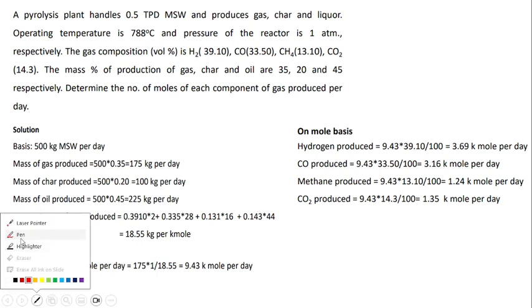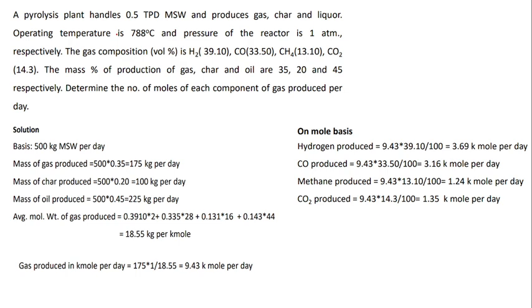So coming to the next question. A pyrolysis plant handles 0.5 TPD municipal solid waste and produces gas, char and liquor. Operating temperature is 788 degrees Celsius and the pressure of the reactor is 1 atmosphere respectively. The gas composition in terms of volume percentage is hydrogen 39.1, carbon monoxide 33.5, methane 13.1, carbon dioxide 14.3. The mass percentage of production of gas, char and oil are 35, 20 and 45 respectively.